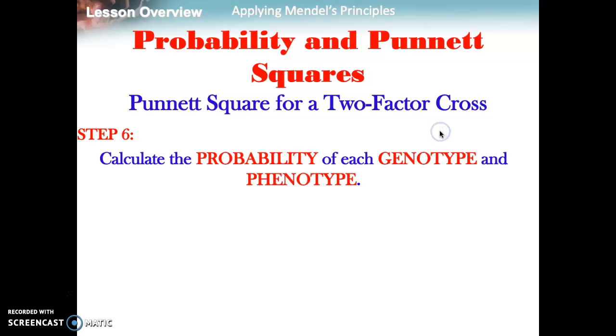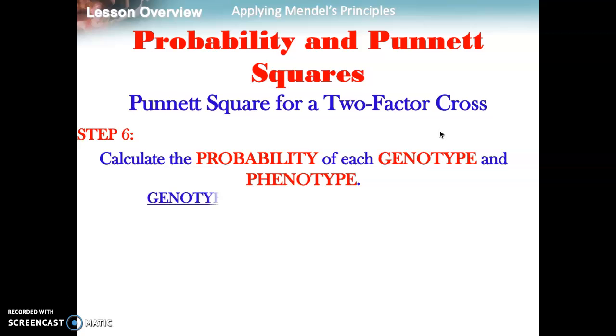What is step 6? This is calculating probability. Now, for this video, this PowerPoint, I'm going to do genotypes and phenotypes. For your worksheet, I'm actually just going to have you figure out the probability of the phenotypes. Okay, make things a little easier when it comes to that.